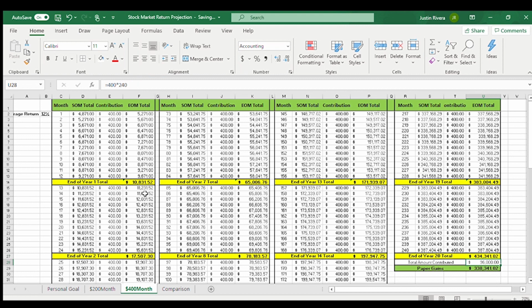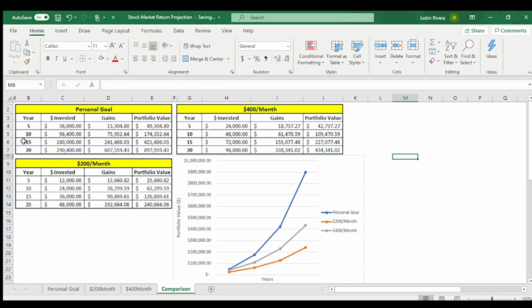So the more you can put into your account and the more it can grow over time, the bigger your portfolio will be. And if we look at the comparison for my personal goals versus $200 a month and $400 a month, we'll see there's a pretty substantial difference between just $50 every week for 20 years versus adding more and more to your account as time goes on.